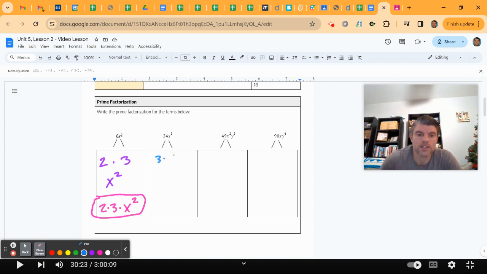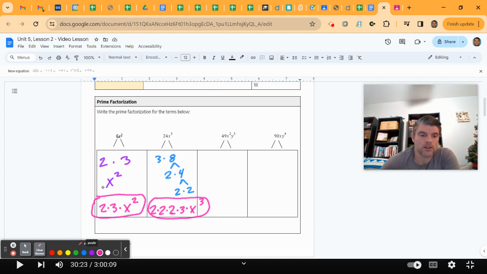It's going to be 3 times 8, 2 times 4, and then what makes 4? 2 times 2. You got to break them down until you can't break them down any further. So our answer for this one's going to be, put the lowest numbers first, so 2 times 2 times 2, the numbers that got broken down, and then you have a 3 left over. And then I got x to the third power. That'll be my answer for that one.